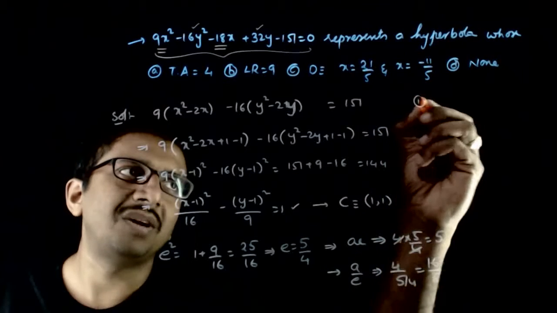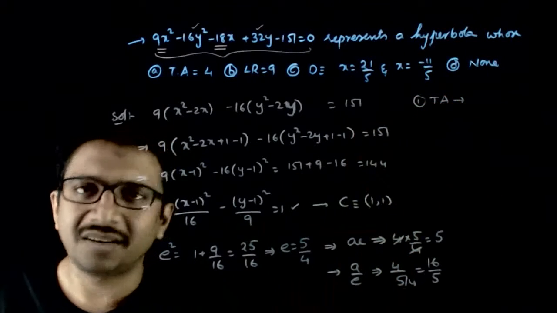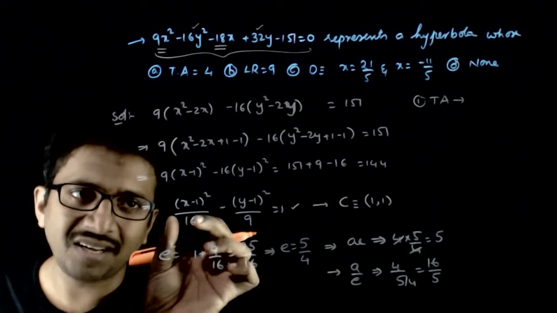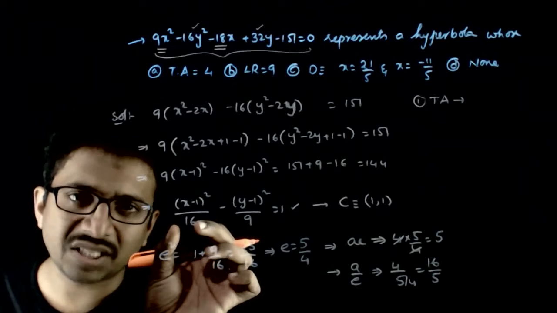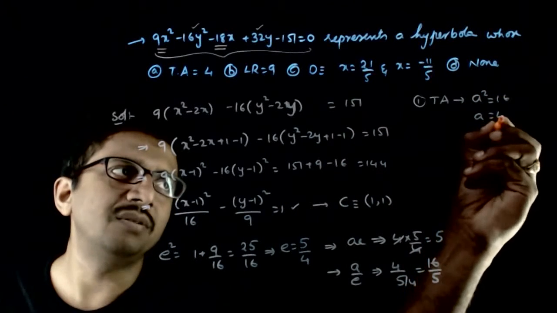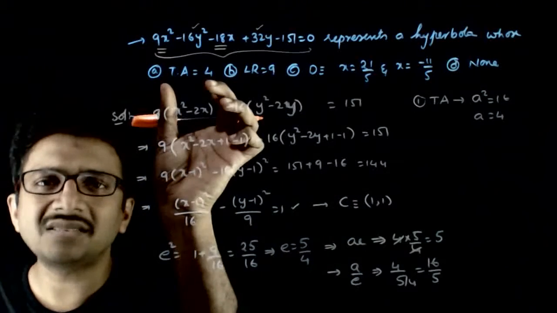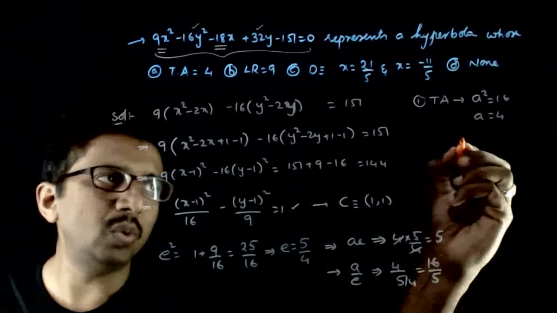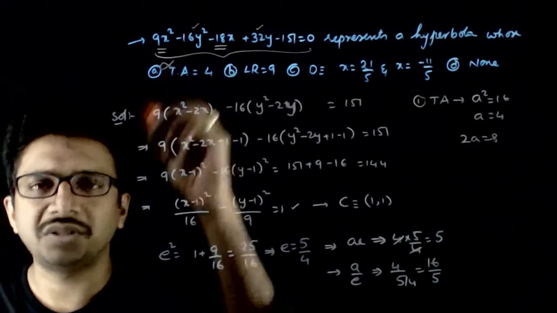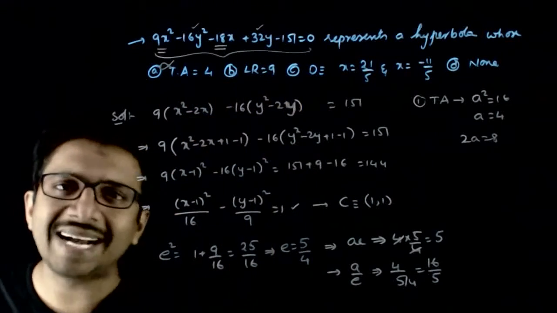First property, what is the transverse axis? The transverse axis of this hyperbola is, you can see that x square by a square, so a square is equal to 16. So a is equal to 4. But transverse axis is 2a. So 2a is equal to 8. So the transverse axis has to be equal to 8. So this option is wrong.